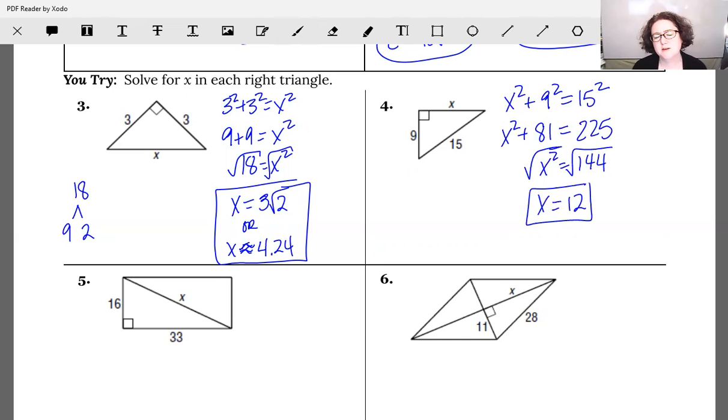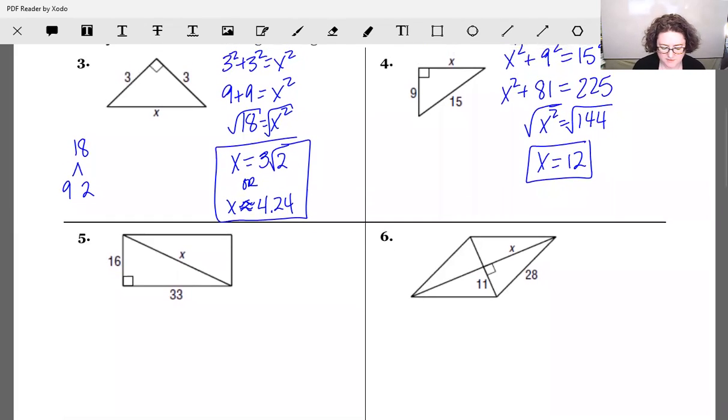Okay, 5 and 6 really aren't all that different. It's just that our right triangle is kind of hidden in the diagram. So as long as we can pick that out, we can still apply Pythagorean theorem. So in number 5, again, pretty easy to ignore the rest of the triangle. My x is a hypotenuse, so I could set up 16 squared plus 33 squared equals x squared.